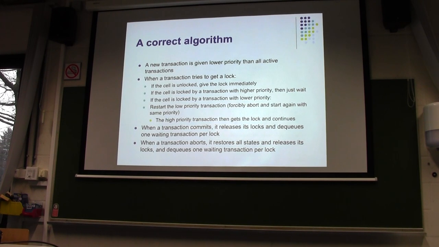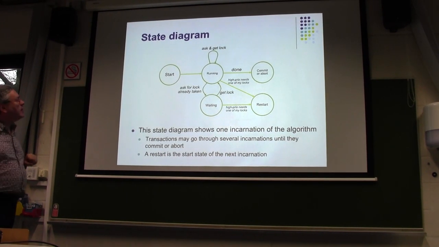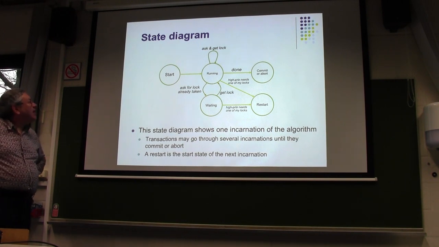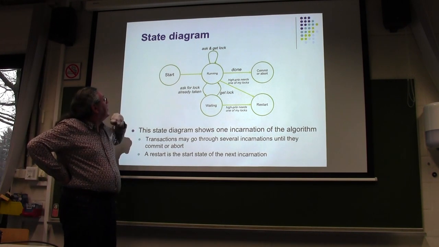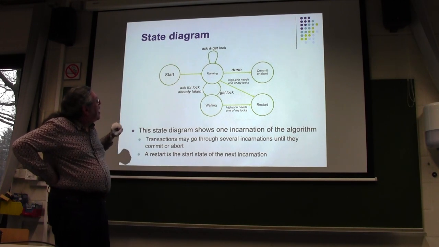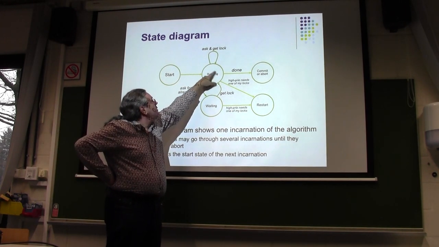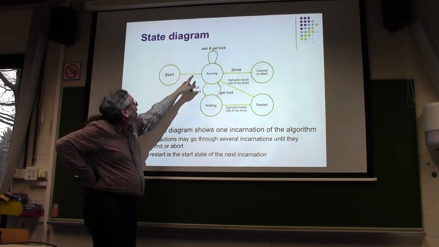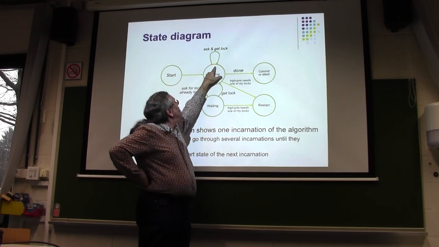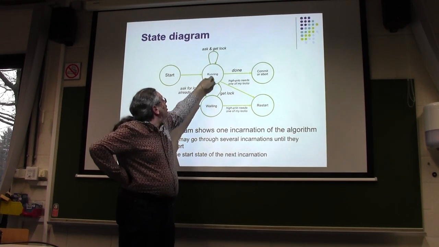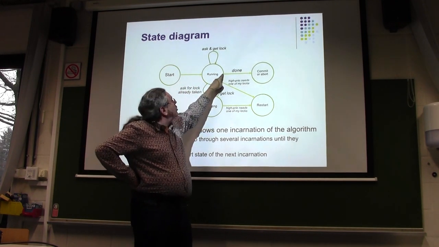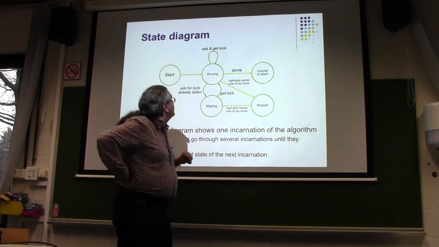So here's a state diagram that shows the state of a transaction in this algorithm. So the transaction starts here, it is in a start state, and it starts running. So it's here, it's running, the code is running, and it asks for a lock, okay? If the lock is not taken, it gets the lock, so I keep running with the lock. And in the nice case, eventually I'm done, and I either commit or abort, okay?